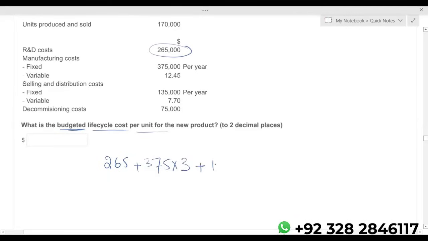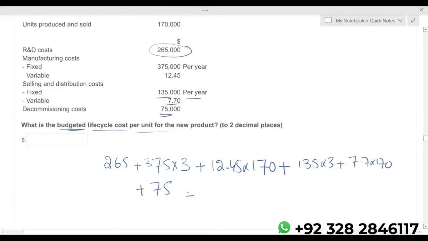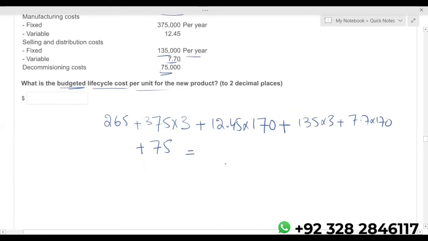Variable cost is 12.45 per unit. Total units are 170,000. I'm multiplying this with 170 because we are ignoring 3 zeros. Selling and distribution fixed cost is 135,000 per year, so 135 into 3, plus variable cost is 7.7 per unit, so 7.7 into 170, plus decommissioning cost, which is obviously one you have to bear at the end of the product life. You will get total cost, whatever comes, divided by 170.